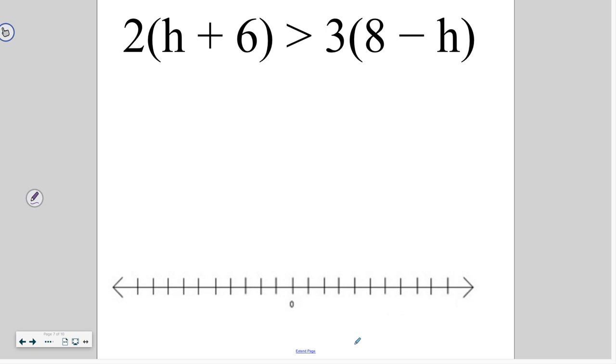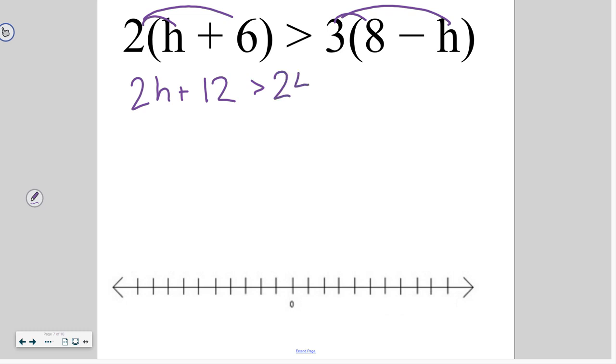Last thing we're going to look at is some inequalities involving parentheses. So just like with regular equations, you want to get rid of the parentheses first, and we're going to use the distributive property to do this. So 2 times h gives me 2h plus 2 times 6, which is 12, is greater than 3 times 8, which is 24, minus 3 times h, which is 3h.